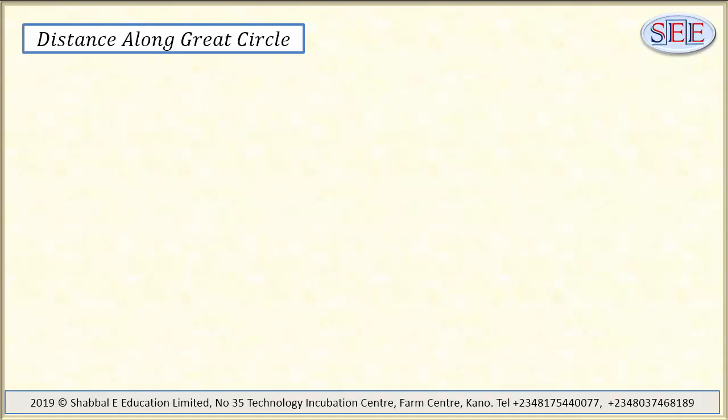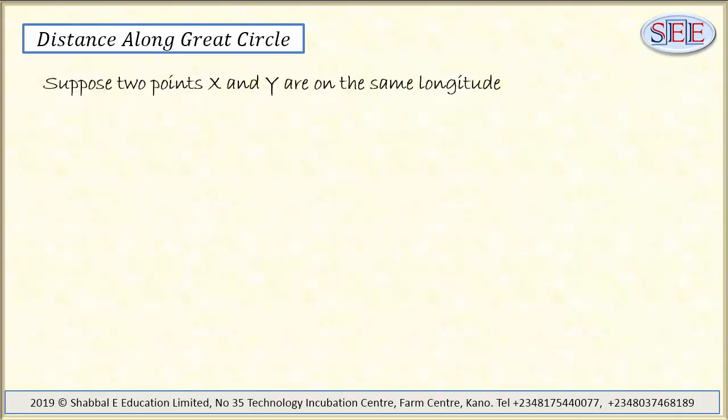Next we learn how we can calculate the distance between 2 points that are on the great circle. So suppose 2 points x and y are on the same longitude. If the 2 points x and y have common longitudes and we want to find the distance between them on the earth's surface, there we may have different cases. Let us see the cases. Case 1 we consider is when the 2 points are in the opposite hemispheres, meaning one point is in the northern hemisphere and the other one is in the southern hemisphere.